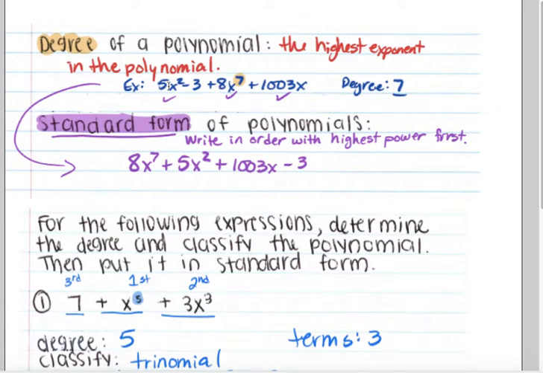So to write this expression into standard form, the 8x to the 7 would be the first part. The next part would be the 5x squared because the 2 is the next highest exponent, followed by the 1003x because it has a power of 1, and then the minus 3 at the end because it has no x's at all.